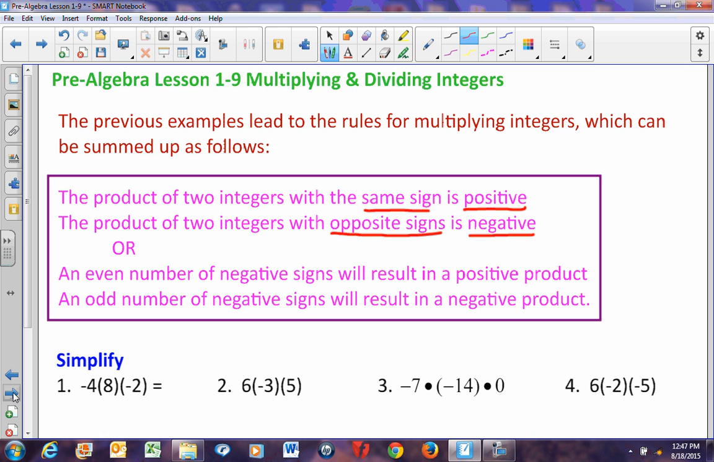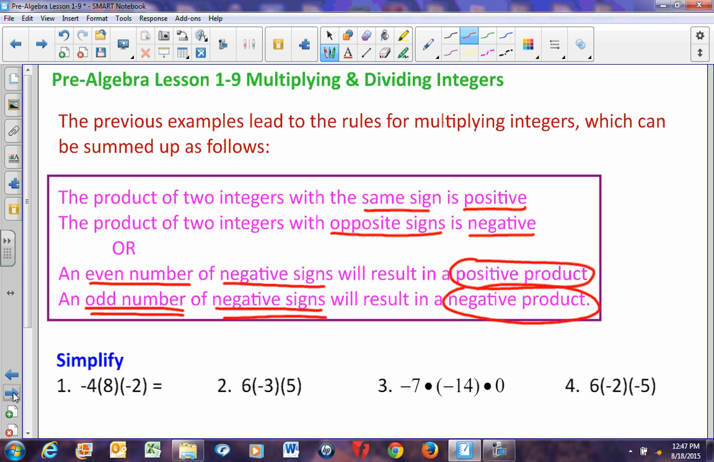Another way to remember it is if you have an even number of negative signs, it will result in a positive product. If you have an odd number of negative signs, it will result in a negative product. So in other words, if I have 4 negative signs, it's going to be positive. But if I have 5 negative signs, my product will be negative.